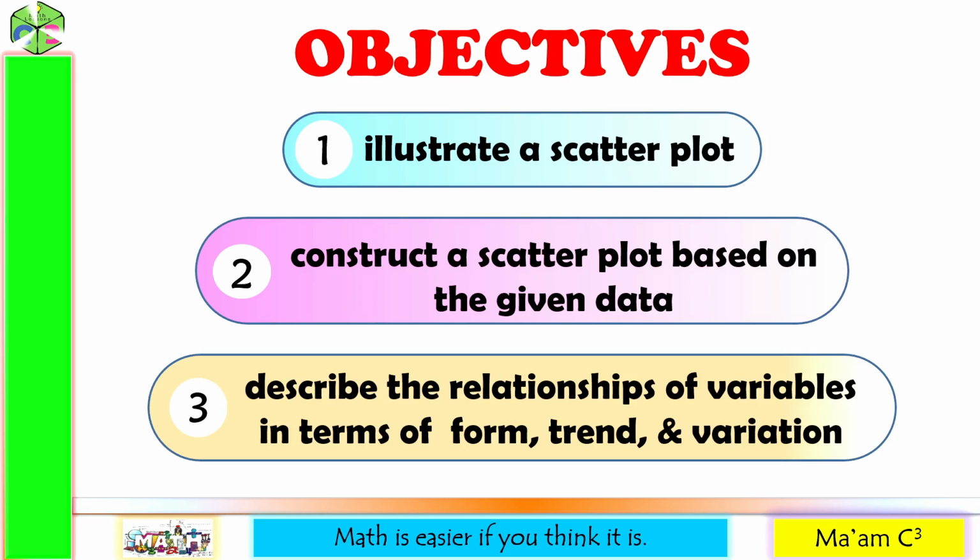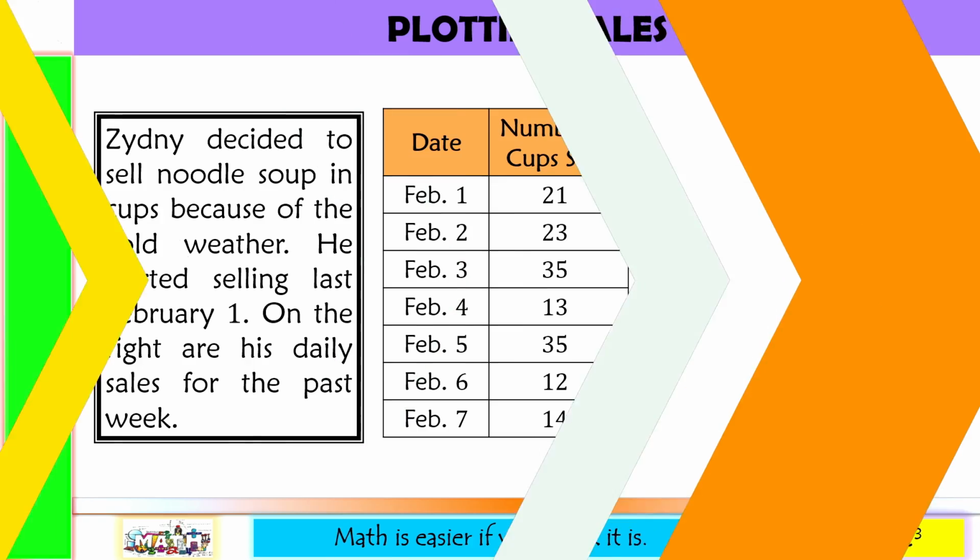Our objectives in this lesson are the following. Illustrate a scatter plot, construct a scatter plot based on the given data, and describe the relationships of variables in terms of form, trend, and variation. Let's have a quick activity.